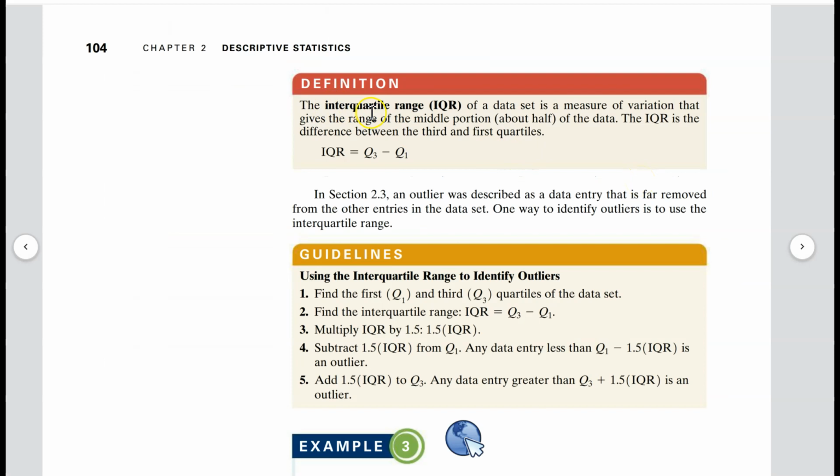Okay, new definition: interquartile range, IQR. The interquartile range of a data set is a measure of variation, so it's kind of like the previous section, 2.4, but they couldn't show you this until you found the quartiles. It gives the range of the middle portion, so about the middle half of the data. The IQR is the difference between the first and third quartiles.